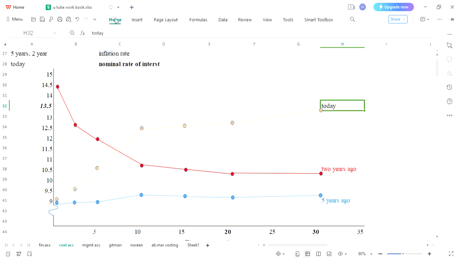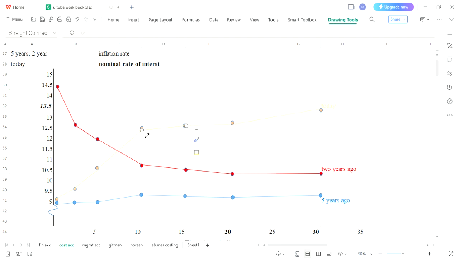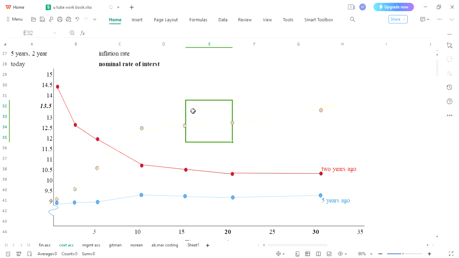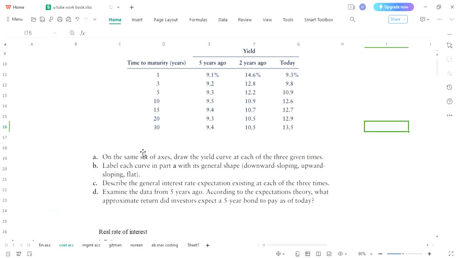We were asked to present it for all time periods on the same axis. That is why you can see that all 3 graphs are present on the same axis. So let's see what the next requirement is for us. A part has been completed.